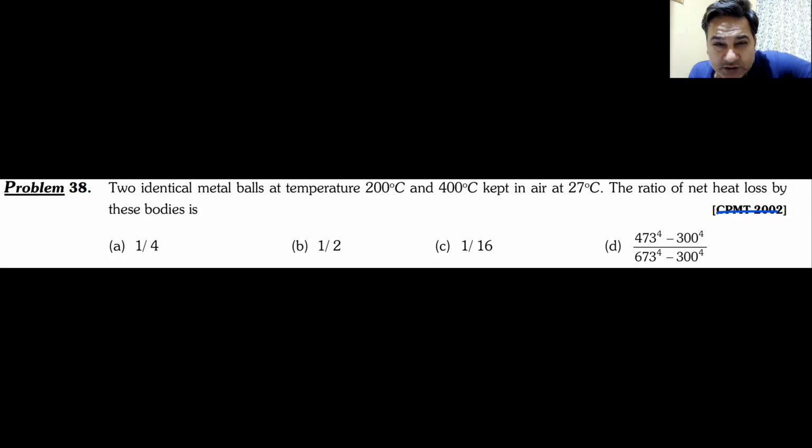They are not asking the rate of heating or rate of cooling. They are asking the ratio of net heat loss. I hope you have read it carefully. Yes or no? Because this small letter makes a hell of a difference. Rate of heat lost and rate of change of temperature are two different things, because mass and specific heat come in the rate of heating or rate of cooling. Do we understand this? One is directly proportional.